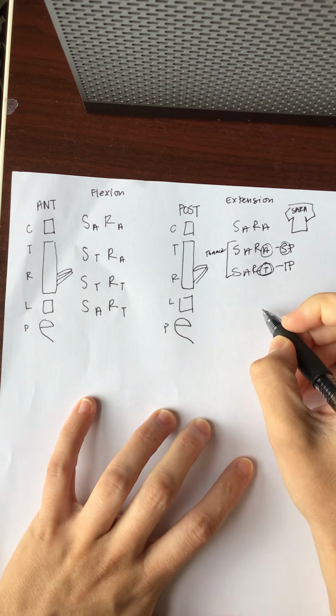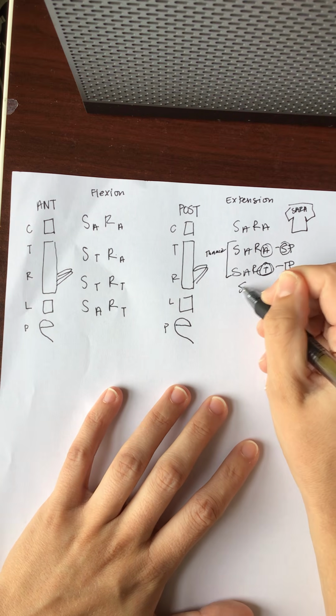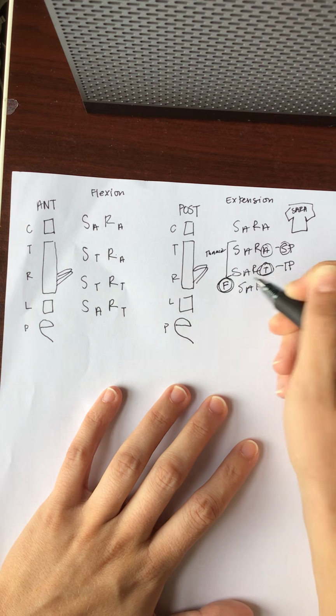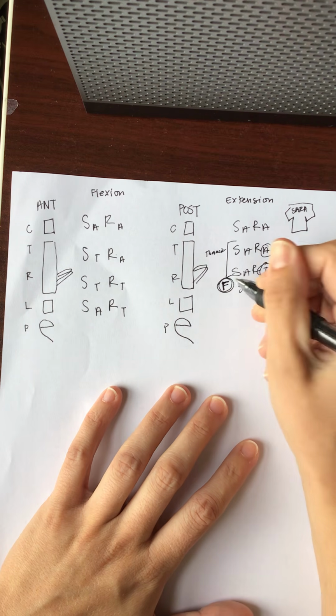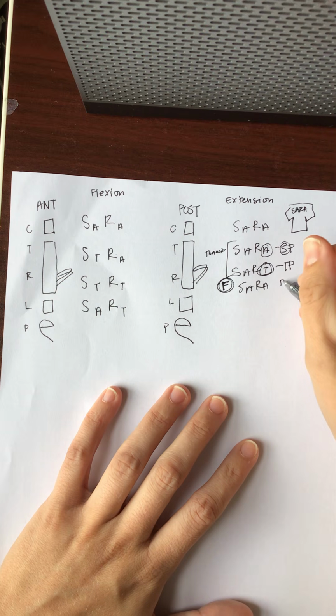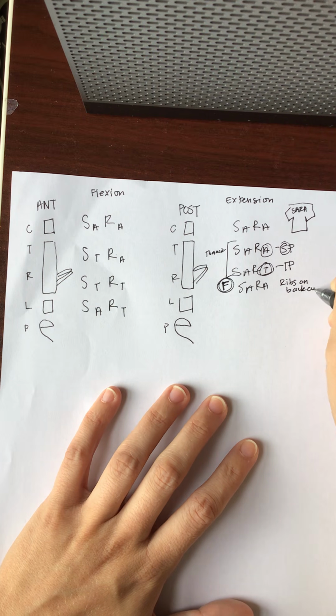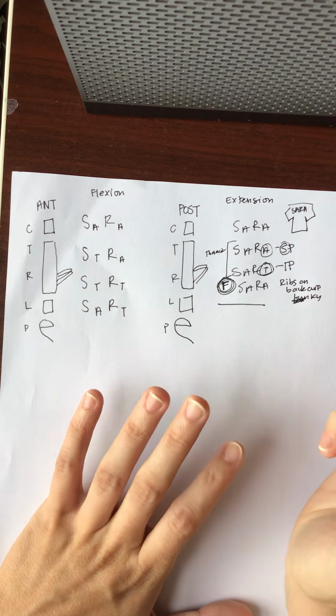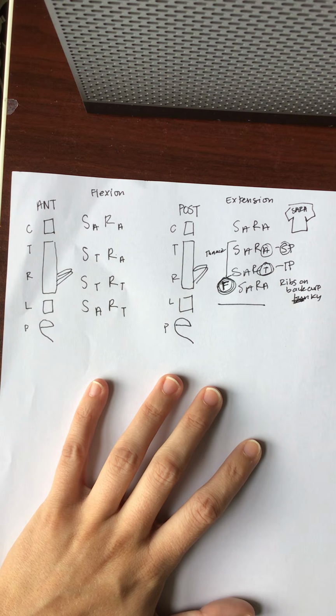And then the ribs for this one, they are SaRa as well, but they're kind of funky. So they're going to be flexed, not extended. So remember your ribs on the back are funky. And that F will remind you of the flexion. And there are no lumbars in the front technically, so we're not going to worry about that.